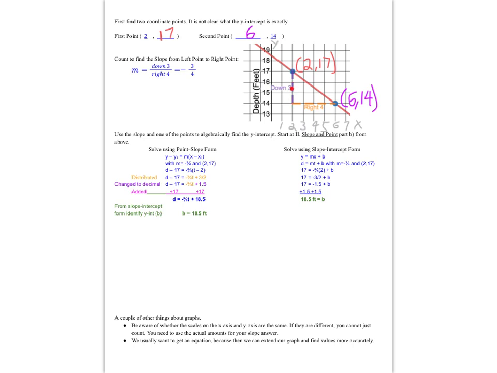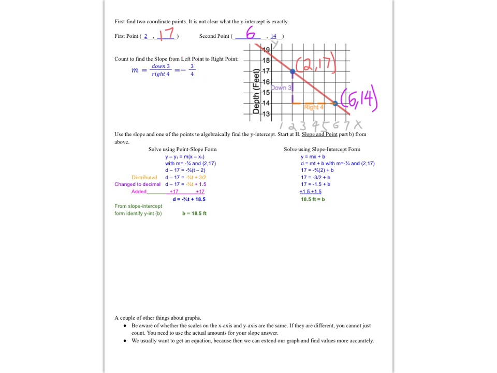I see up or down first. We see we're going down. Down 1, 2, 3 to the same parallel as our (6, 14). We then went to the right. 1, 2, 3, 4 to get from 2 to the 6. This means I went down 3 to the right 4. That's a negative 3 over 4 as a slope.